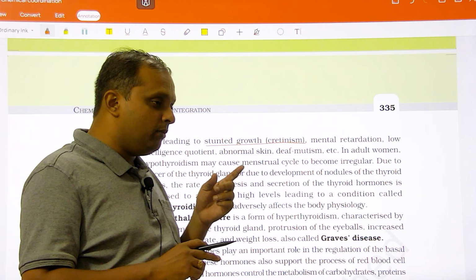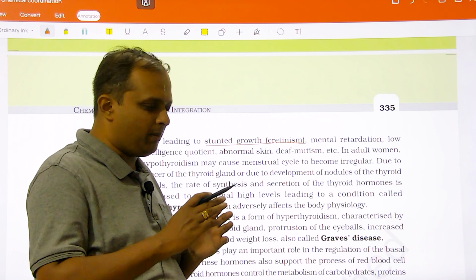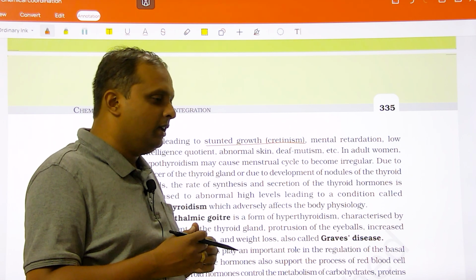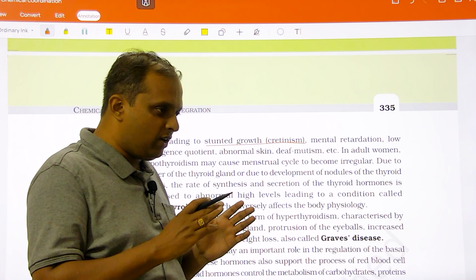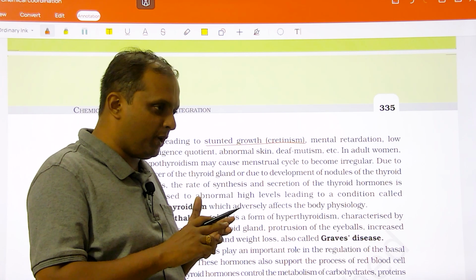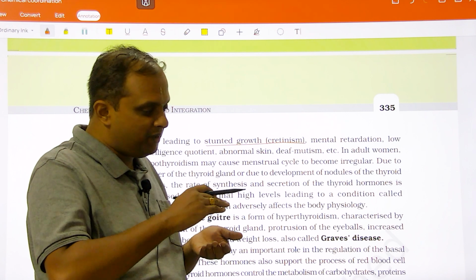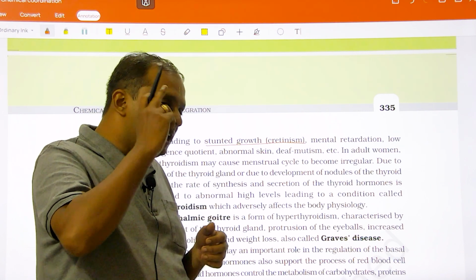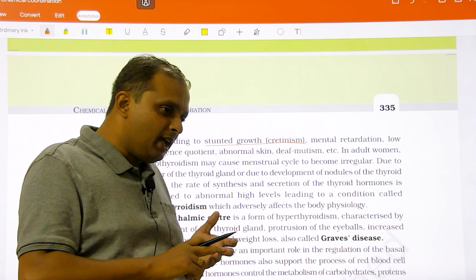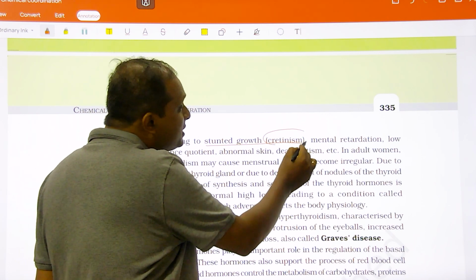Growth hormone will generally take care of only physical growth. There might be some deeper concepts, but in general, thyroid takes care of physical, mental and reproductive development. If there is a deficiency of thyroid hormone, especially during the initial stages of a baby's development, the baby will be physically retarded, mentally retarded, and there will be reproductive retardation as well. That is what is called cretinism.